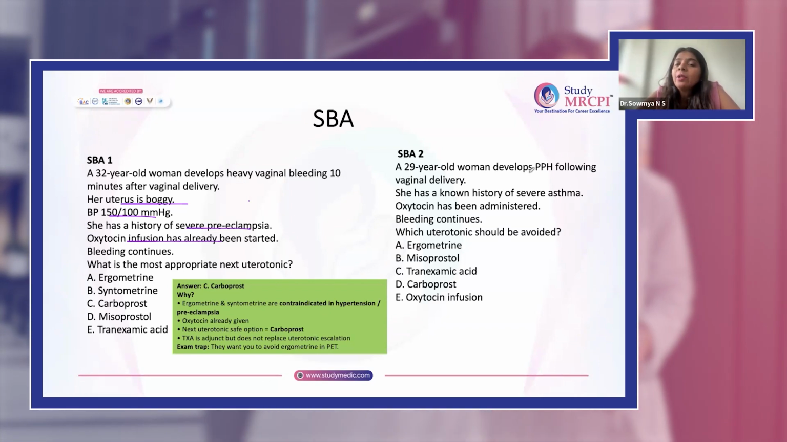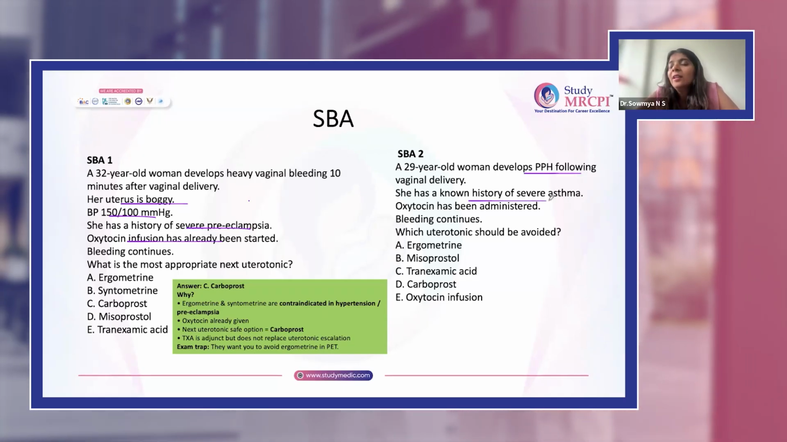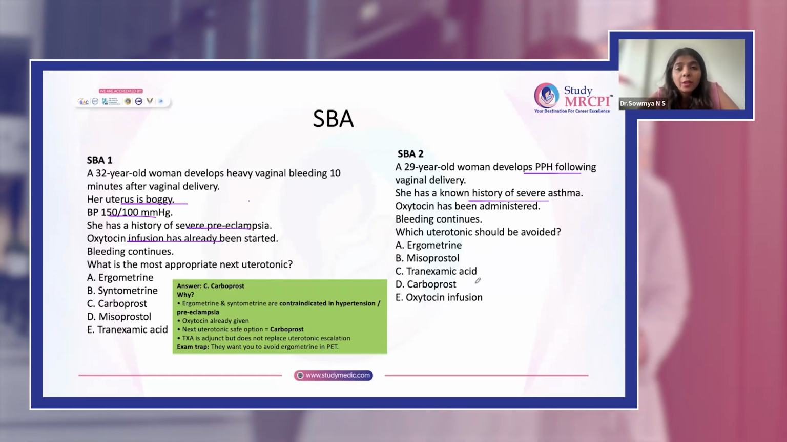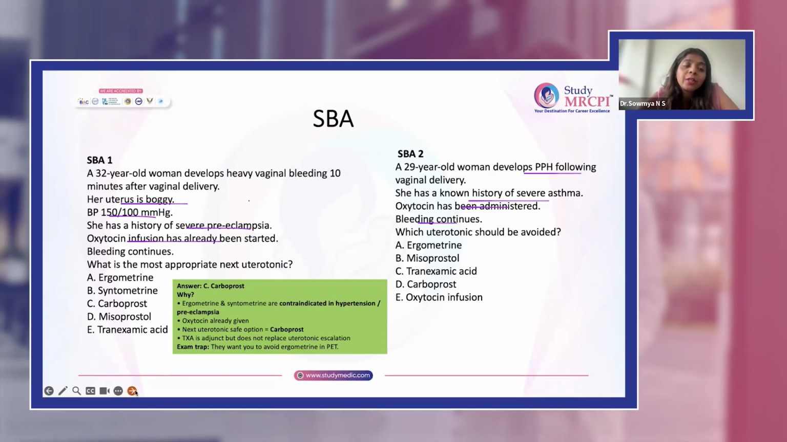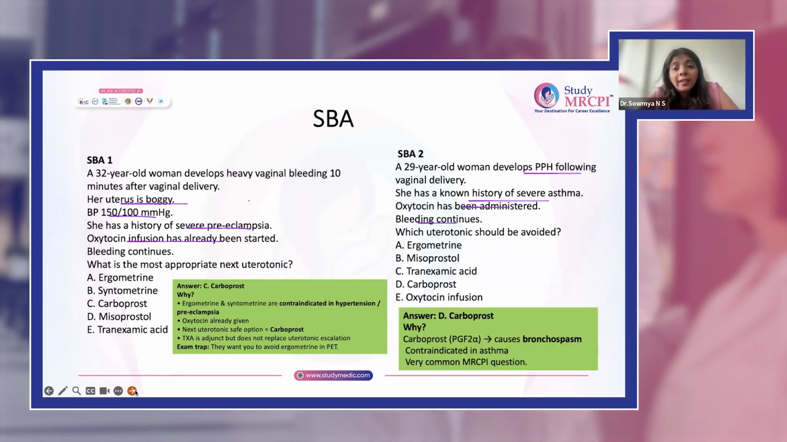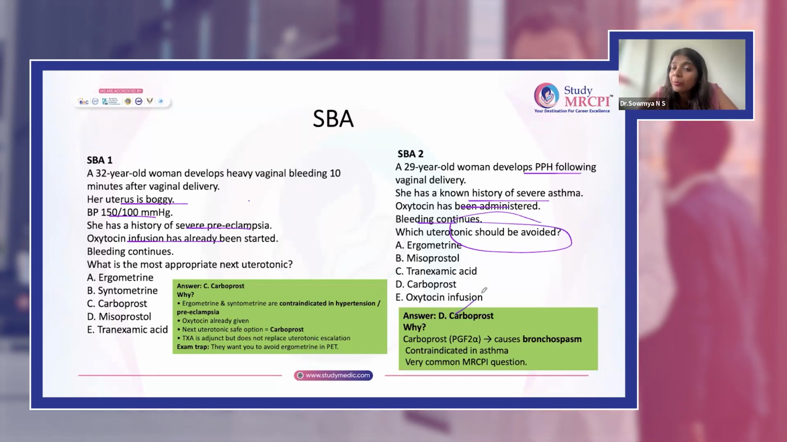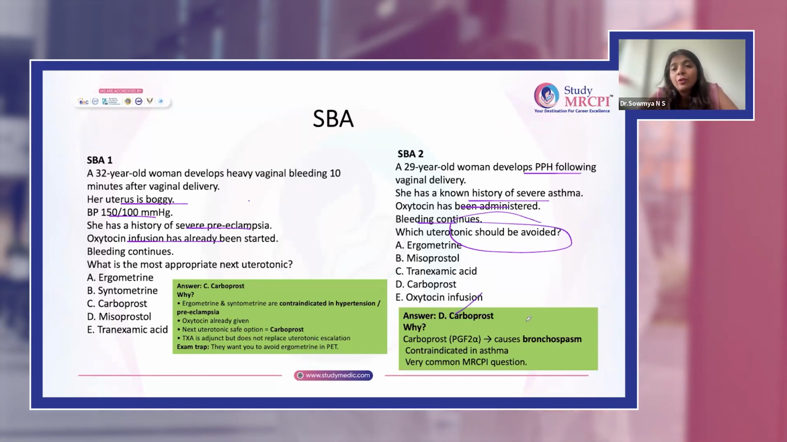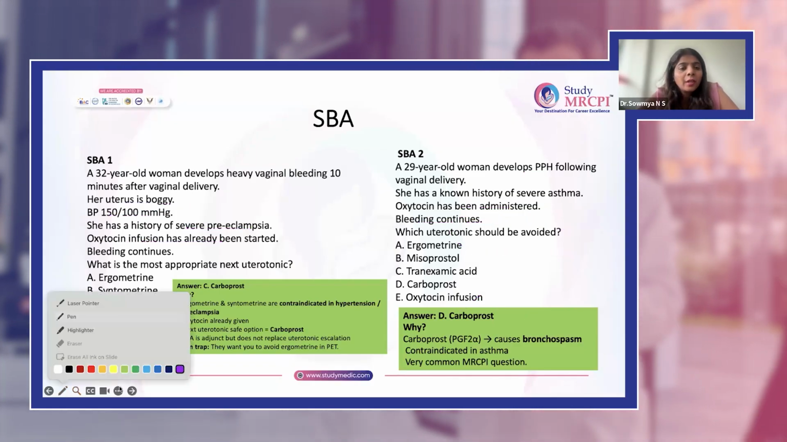Next one, a 29-year-old develops PPH following vaginal delivery. History of severe asthma. Obviously, then you are not going to give carboprost. Oxytocin was administered, bleeding continues. Which uterotonic should be avoided? Again, here we are asking what should be avoided. That's the reason carboprost, because PGF2 alpha causes bronchospasm. Okay, perfect.